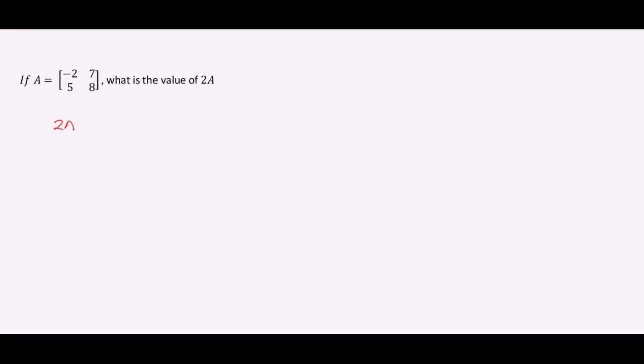So 2A is equal to, pulling this matrix right here, 2 multiplied by negative 2, 2 multiplied by 7, 5 multiplied by 2, 8 multiplied by 2. So this is going to give us 2 multiplied by negative 2 is negative 4, 2 multiplied by 7 is 14, 5 multiplied by 2 is 10, 8 multiplied by 2 is 16.